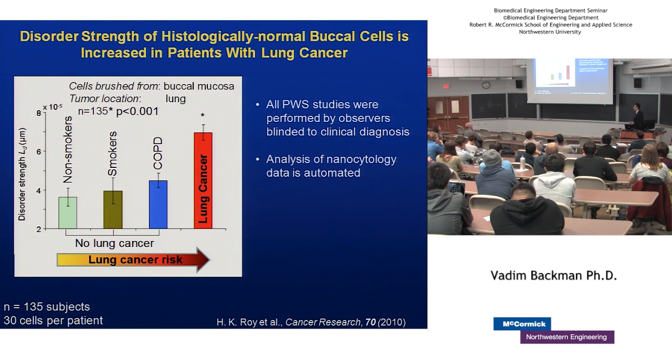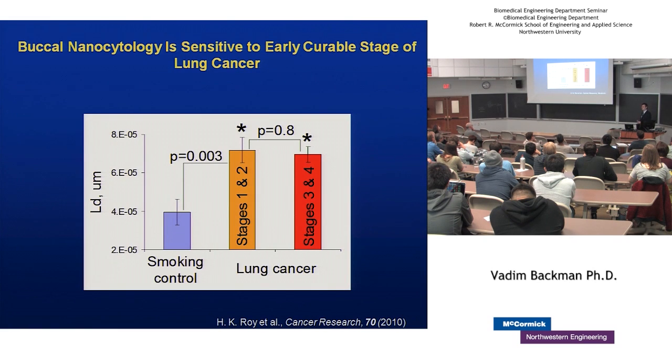So when we did the statistics, we saw just that. Disorder strength was significantly increased in patients with lung cancer compared to patients who are smokers or non-smokers or patients with chronic obstructive pulmonary disease. The study was done on 135 patients. There is no decrease in sensitivity for early lesions.